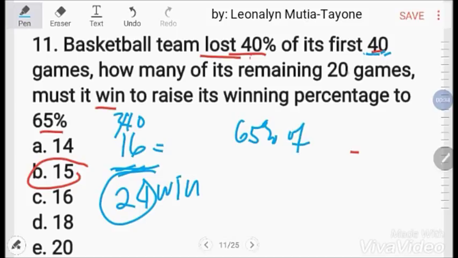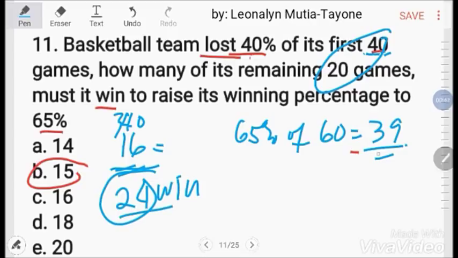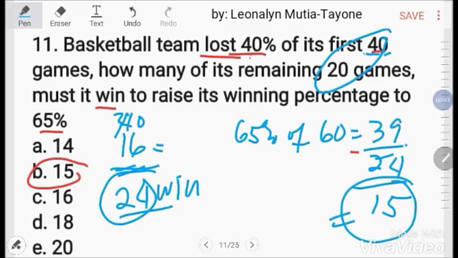Ngayon, 65% of 60, kasi add mo yan, 65% of 60 is 39. Dapat mapanalo niya, ang mapanalo niya lahat ay 39. So, nakapanalo na siya ng 24. So, 39 minus 24, 15 dapat ang next niyang ipanalo dito sa 20 games. So, the answer is 15.